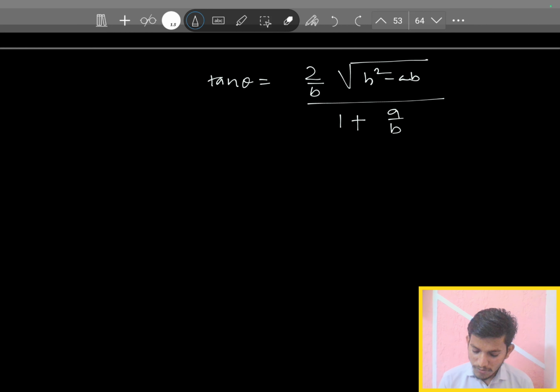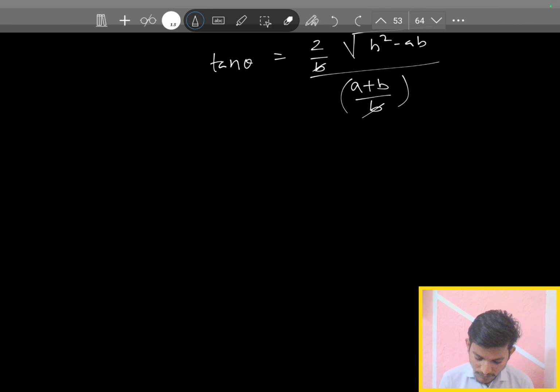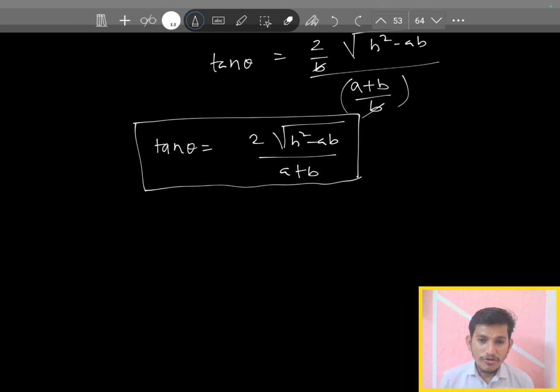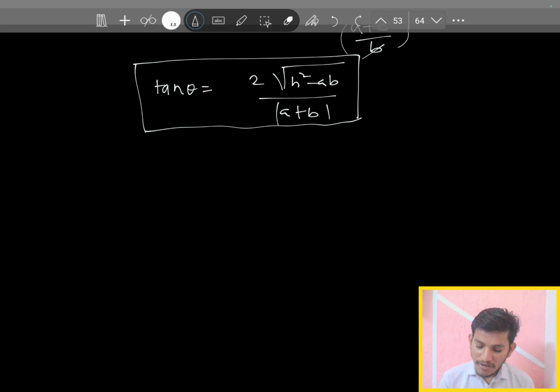By taking LCM in both numerator and denominator, that is 2 by b root over h square minus ab, divided by, within the denominator, a plus b whole divided by b. Here b and b get cancelled, and the tan theta expression comes out to be tan theta equals 2 into root over h square minus ab, divided by a plus b. So tan theta is nothing but opposite side by adjacent side, right?